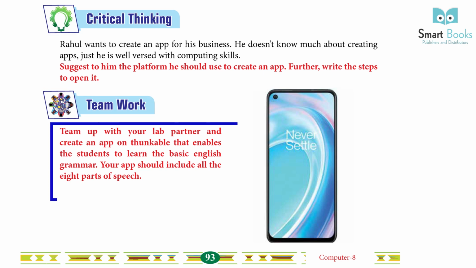Teamwork. Team up with your lab partner and create an app on Thunkable that enables students to learn basic English grammar. Your app should include all the 8 parts of speech. Answer: Ask students to do it by themselves.